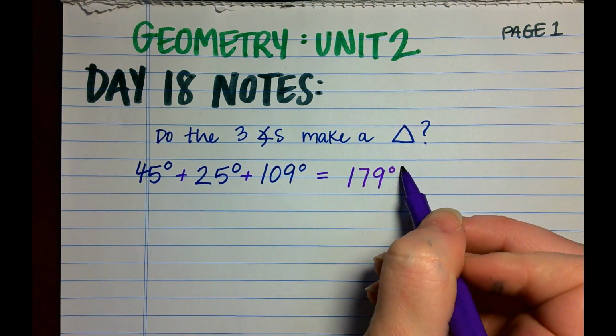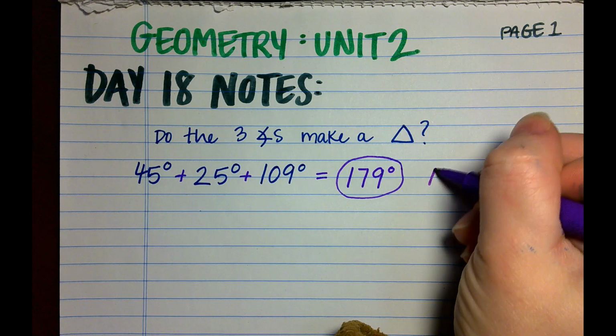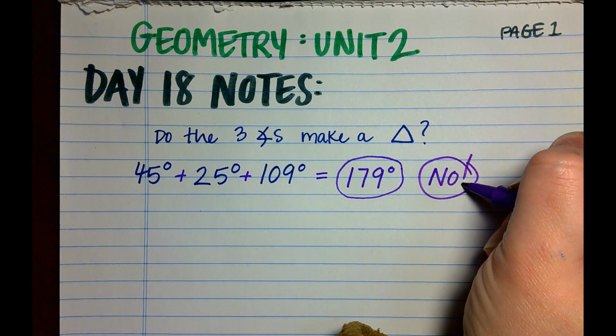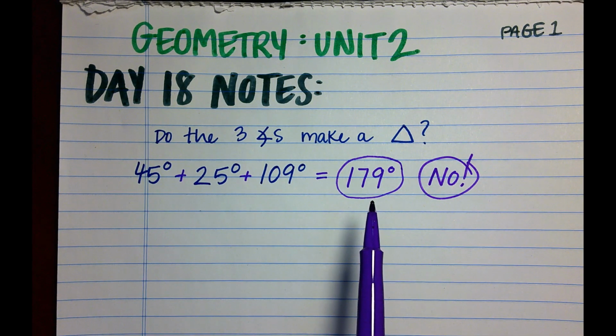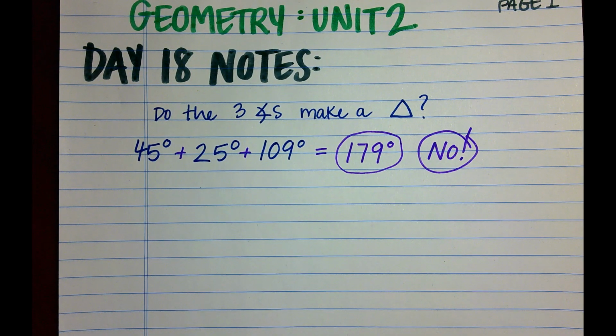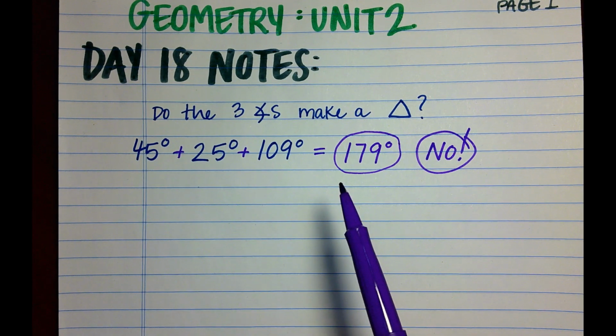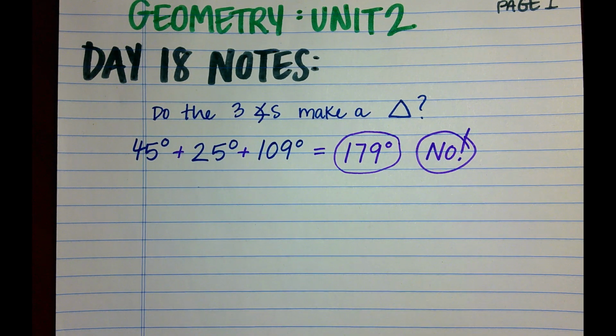So if it adds up to 179 degrees, it does not make a triangle. Yes, so you would say no, not a triangle, because it's not exactly 180 degrees. Would we like to go over some problems like this, or does this seem fairly straightforward? It's straightforward. If it adds up to 180, the answer is yes, it is a triangle. If it's more than 180 or less, then it's not a triangle.